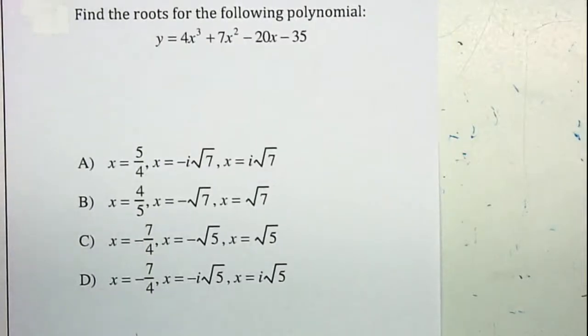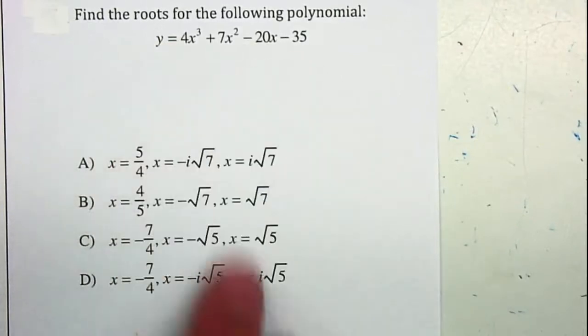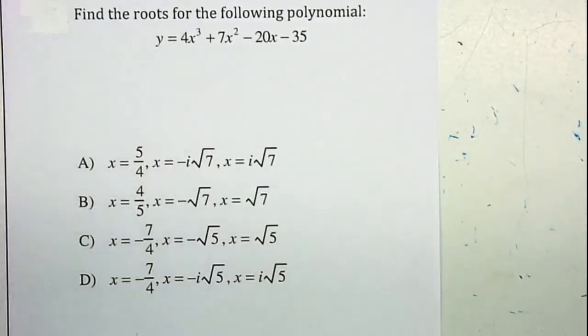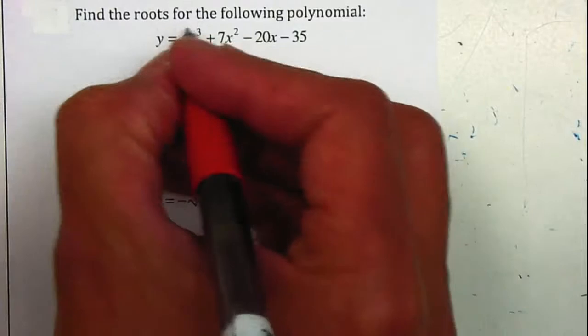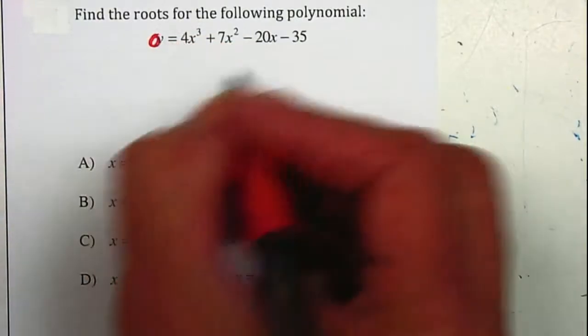Find the roots for the following polynomial. They give you a polynomial that has 4 terms and they ask you to find the roots. Now remember, to find the roots is the same thing as finding the x-intercepts. So you're going to let y equal to 0 and you're going to factor this out.